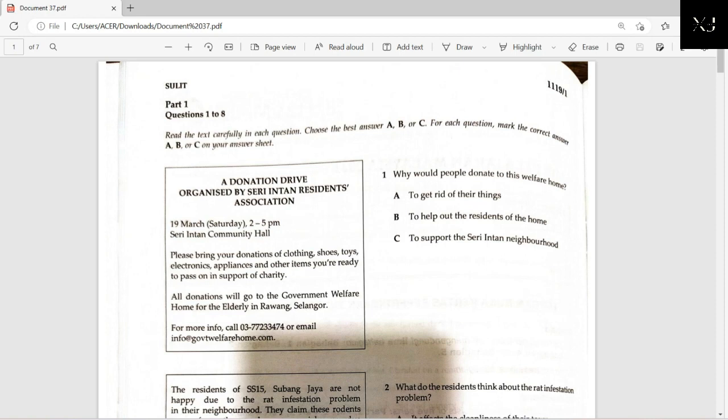Okay, fun fact, if you do not know, the short form for MCQ is multiple choice questions. So whenever you see MCQ or multiple choice questions, it's basically ABC.